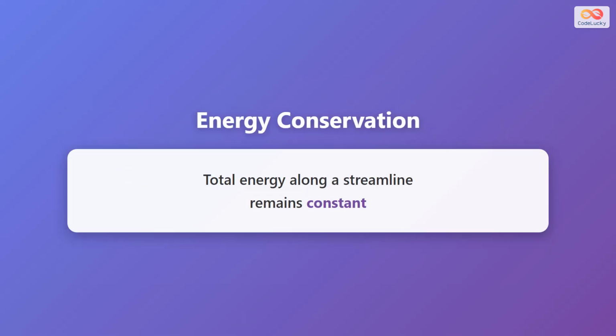Bernoulli's principle is fundamentally a statement about energy conservation. The total energy along a streamline remains constant. This means that energy cannot be created or destroyed, it can only transform from one form to another. When velocity increases, kinetic energy increases, so pressure energy must decrease to keep the total constant. Similarly, when velocity decreases, pressure energy increases. This elegant principle connects the motion of fluids to the universal law of energy conservation.